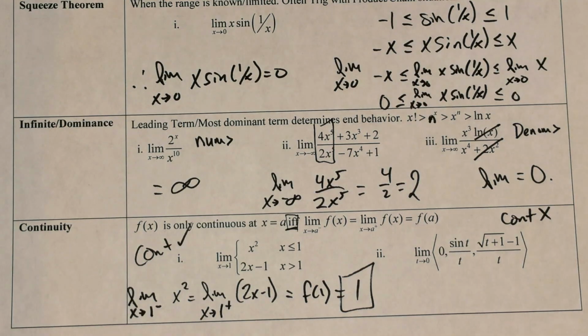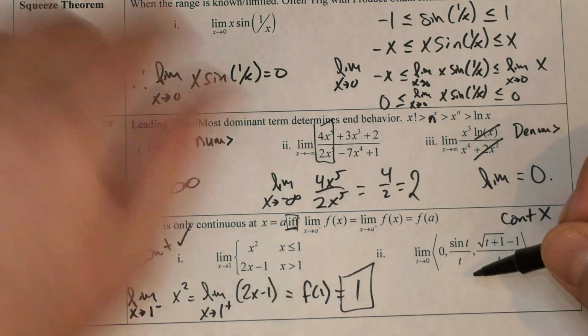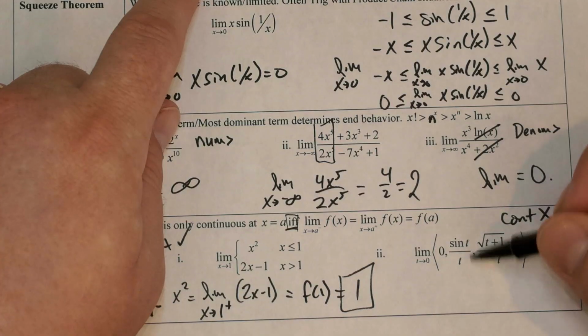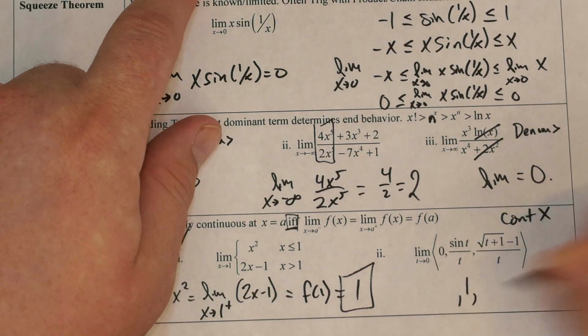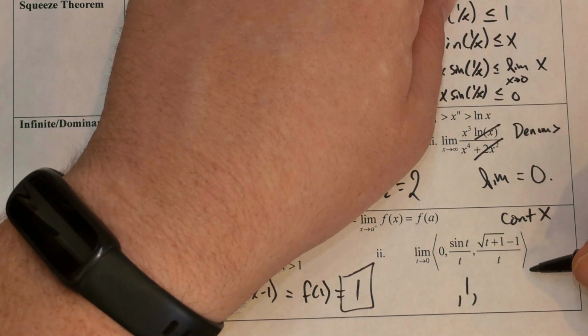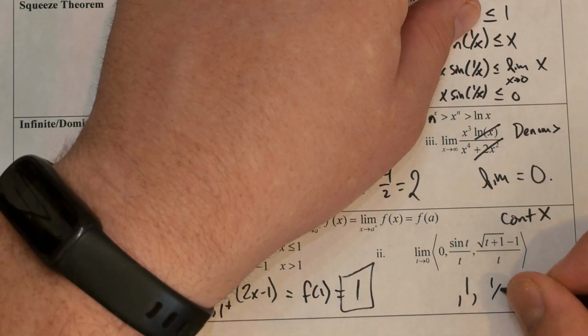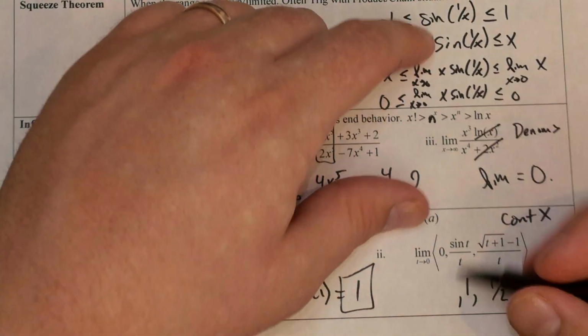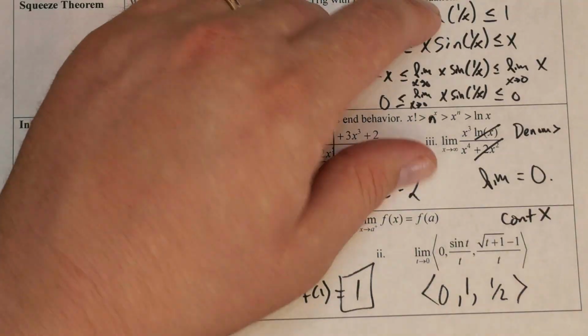And thankfully, I built these notes to bake in, hey, we did this example earlier with L'Hopital's and we found the answer to be 1. Hey, we did this one earlier with rationalizing and we got the answer to be 1/2. Hey, the limit of 0 is 0.